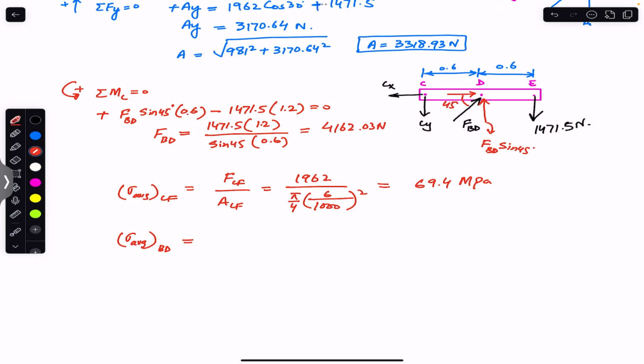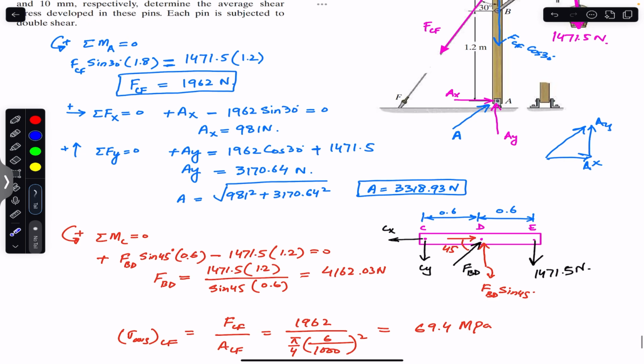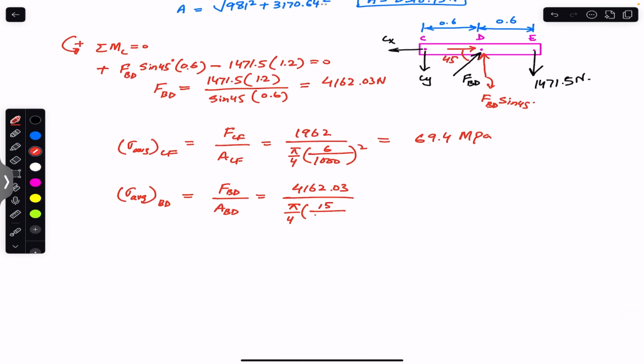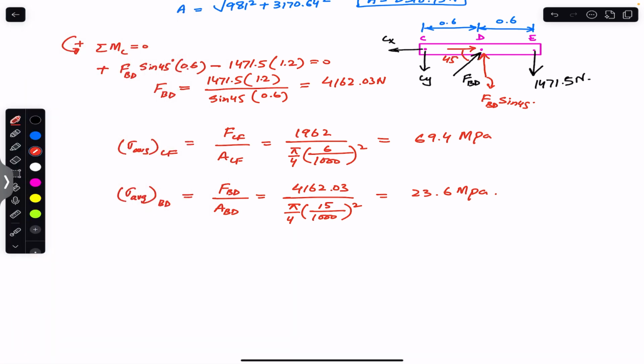So we can say that this will be FBD divided by the area of the strut BD. So FBD is 4162.03 divided by the area of the strut, which is pi divided by 4, and the diameter of BD is 15 mm. So multiply by 15 divided by 1000 square. So 4162.03 divided by pi divided by 4 multiply by 15 divided by 1000 square. So this gives us 23.6 megapascal. Again, if you count the number of digits on the left of the decimal place in the calculator, we have 6 digits. So if we shift the decimal place 6 digits, then this will become megapascal. So 23.6 megapascal.